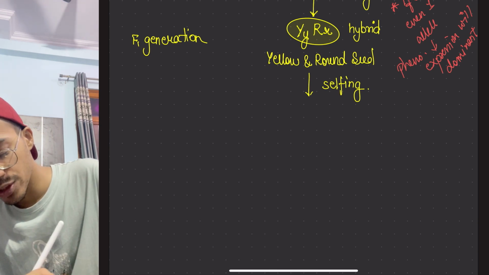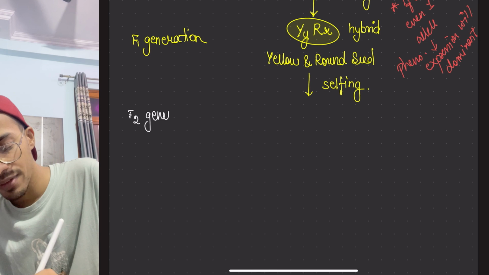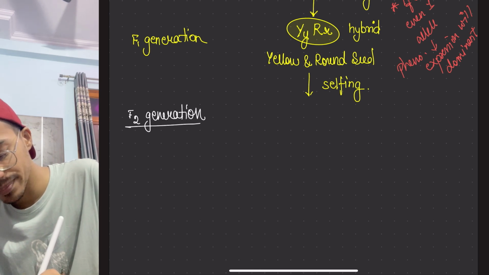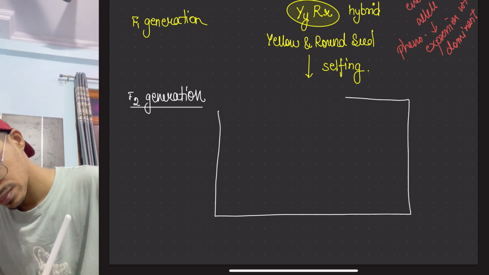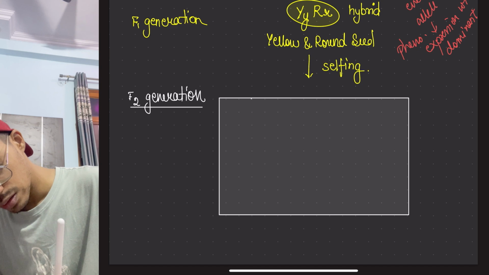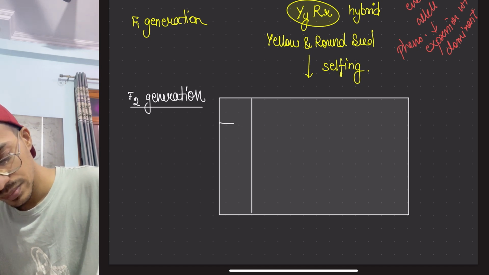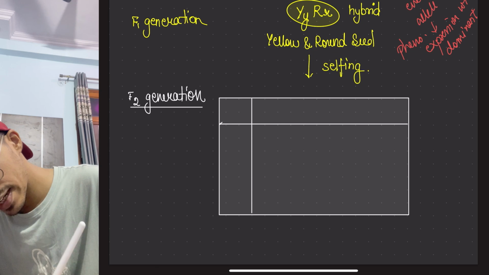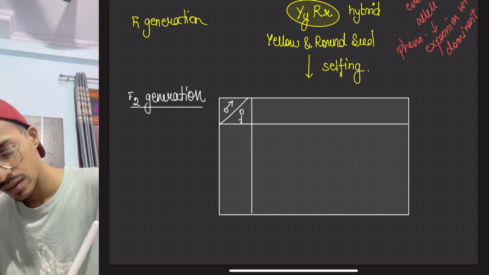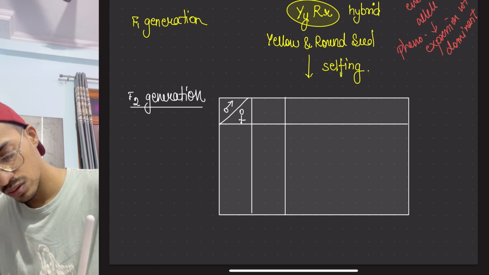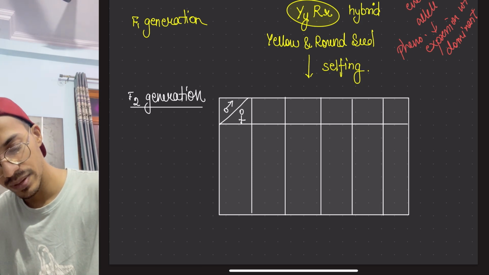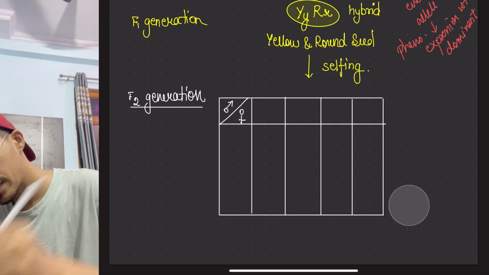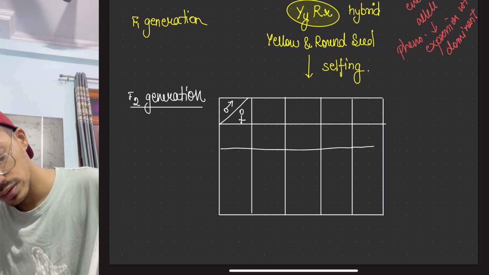Now we have to make the F2 generation. The F2 generation, we are going to make a Punnett square. So let's just make a Punnett square. One side is one parent, another side is other parent. There are 4 gametes present, so I'm going to make a table of 4 here. Then over here also 4.